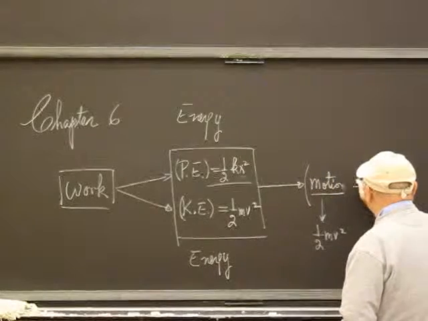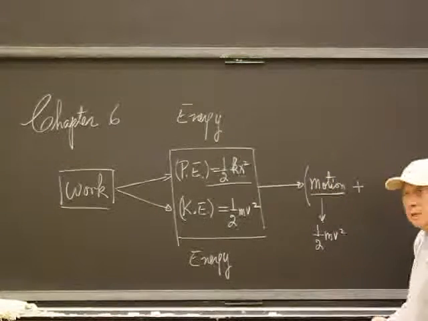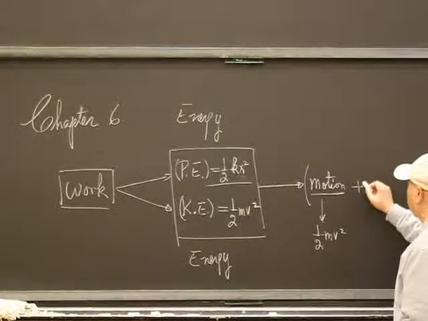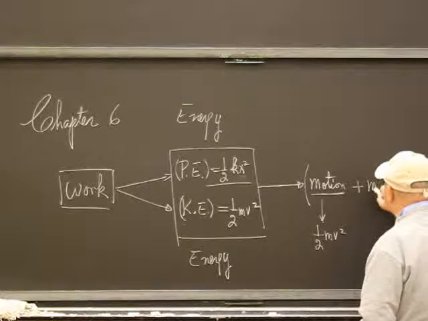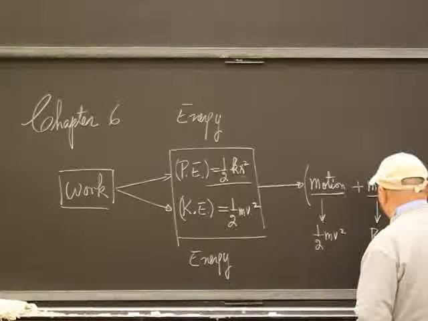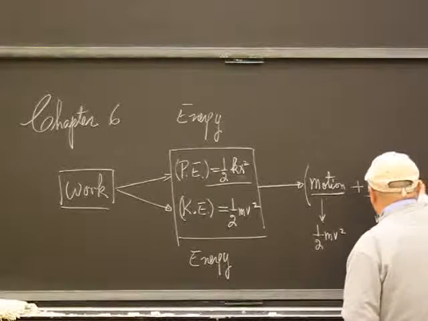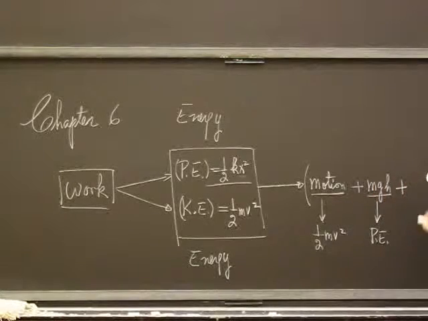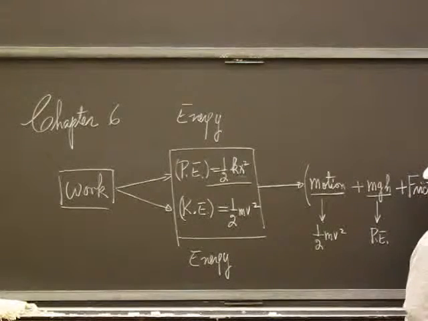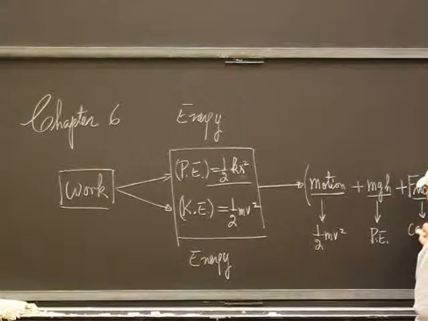Or you need to do what we call lifting up against gravity. In that case, it's called mgh, which is related to potential energy. And on top of it, when you're doing this, you can go against what we call friction. Then what does friction do? Friction can do the work.